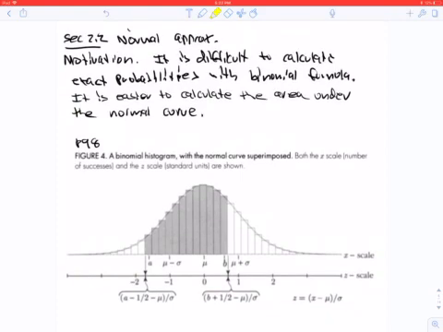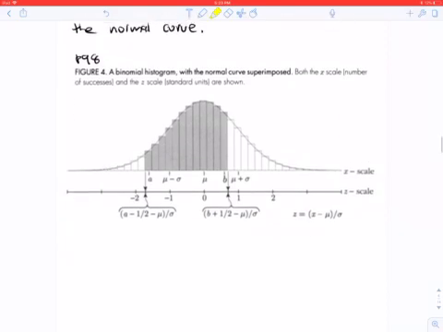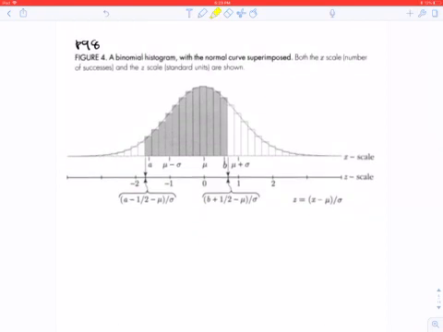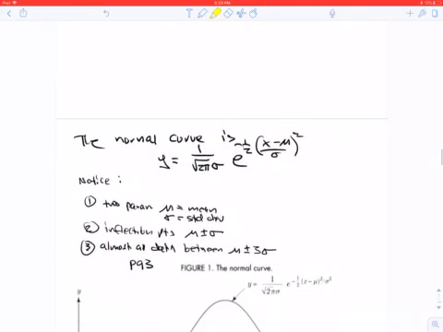Now, the normal approximation is the subject of section 2.2. The motivation is that it's difficult to calculate exact probabilities with the binomial formula, and much easier to calculate the area under the normal curve. So here you have a situation where, let's say you wanted to know the chance of having between A and B number of successes. It'd be much easier to calculate the area under the normal curve between a little bit less than A and a little bit more than B. That's called a continuity correction. We'll get to that in a minute.